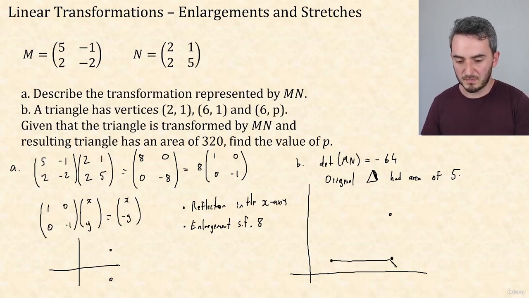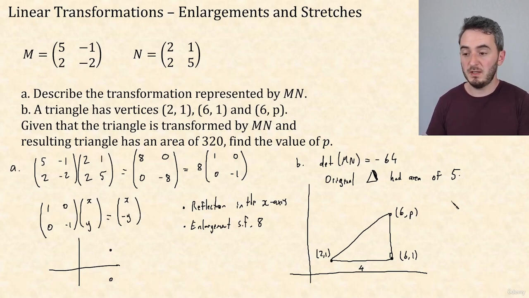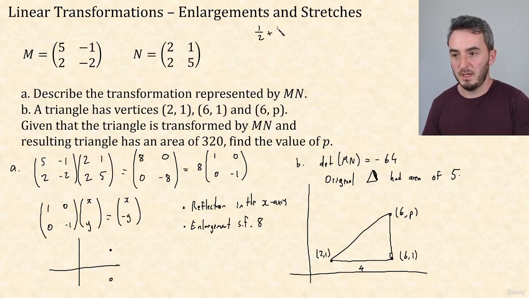Well, what's our base? Our base here goes from (2, 1) to (6, 1), so it's got a base of 4. Since this point here is 6 along and p up, we've got a right angle here. So what we can say is that half of base times height should be equal to 5. So I'll just do this up here. I've got half of my base multiplied by a height should equal 5. So that's 2h, so h should equal 5 over 2, 2.5. And so the height should be 2.5.